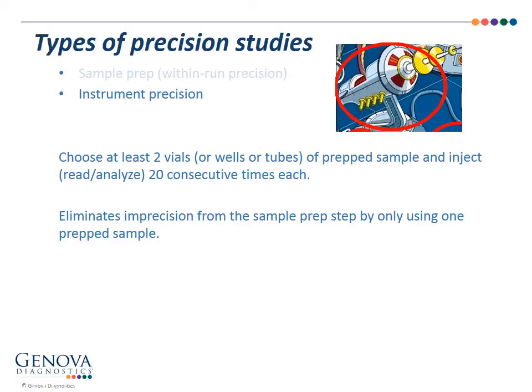So what I mean by that, if you're talking about a chromatography assay, that's 1 vial, and have that instrument inject it 20 times. If you're talking about an EIA plate, we're going to have the plate reader read 1 well 20 times in a row. If you're talking about an automated platform like your Olympus or your Architect, we're going to program it to read the same tube 20 times in a row. So this is holding everything else constant and just looking at the instrument to eliminate imprecision from everything else.